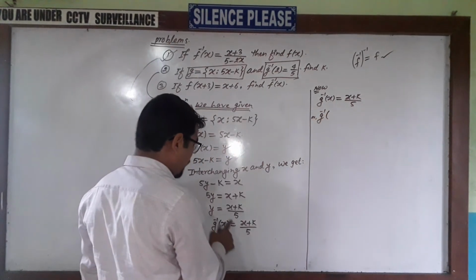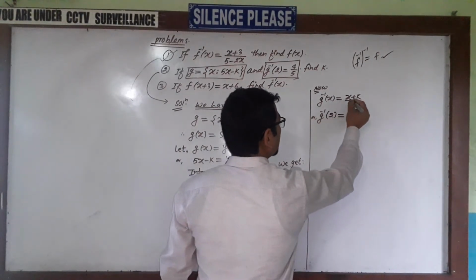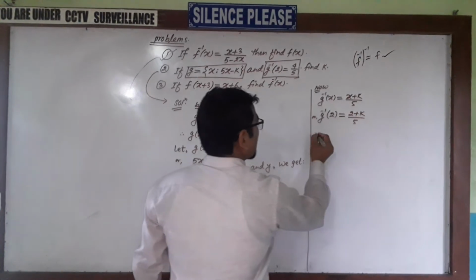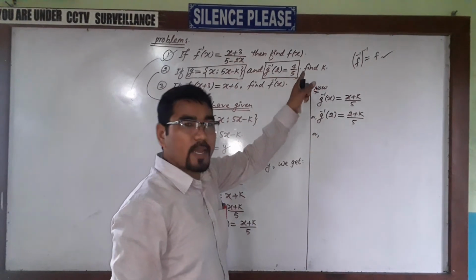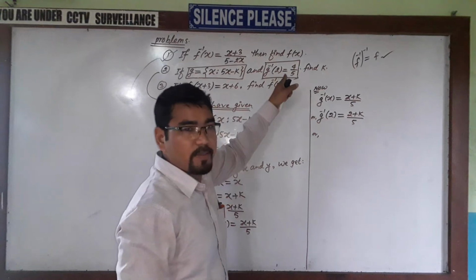How many can we put in place of x? 2 is the same, so we can put 2. Then this becomes equal to 2 plus k divided by 5. Everybody, here we can put G inverse 2 is equal to 4 by 5. This is the condition given by the question.